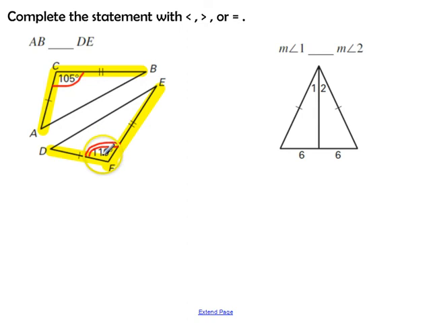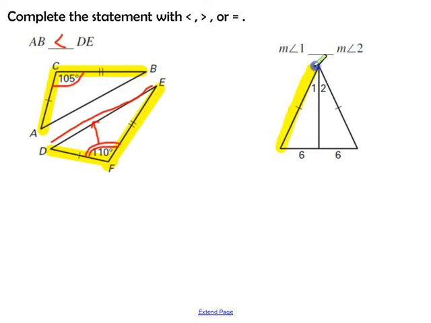So since 110 is bigger than 105, that means that the side opposite from 110, which is DE, this is going to be longer than side AB. So the length of DE is going to be greater than the length of AB. Let's go ahead and use the converse of the Hinge theorem for example 2.